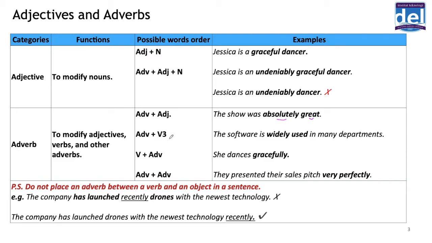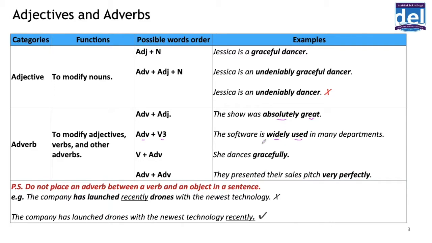And then the second order is adverb plus verb 3. For example, the software is widely used. Widely is an adverb and used is the verb 3. Other common examples are generally known, commonly accepted. So you see, commonly is an adverb and accepted is a verb 3.